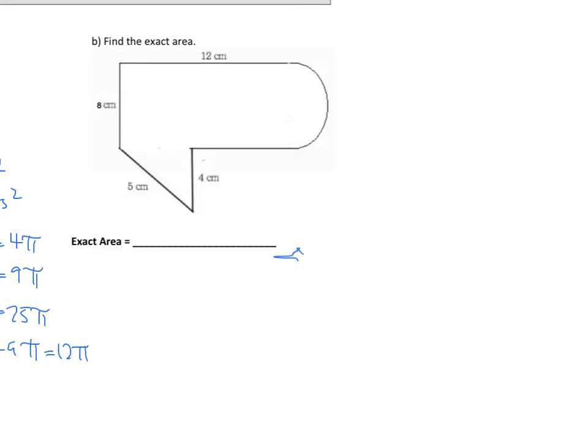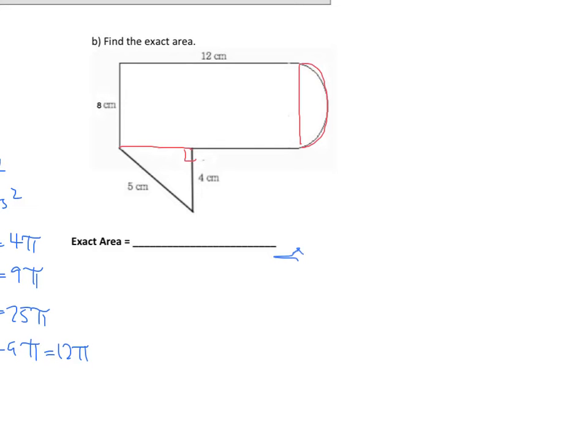In this next example, we have sort of a complicated composite figure. And to find its area, we need to break it apart into smaller pieces. So I would break it apart into a right triangle, a semicircle, right here, and a rectangle.